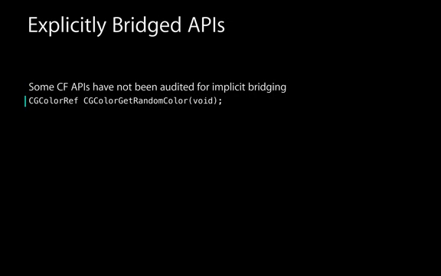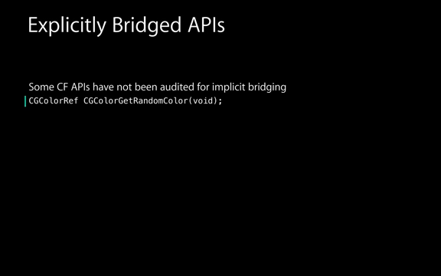Now, you may have some of your own APIs that we refer to as explicitly bridged. So these are CF-like APIs where we're not quite sure whether you're following all of the CF memory conventions. Because unlike the world of Cocoa, which is fairly tame and we've been following conventions fairly well for many years, we haven't been following them so well in C as a community.